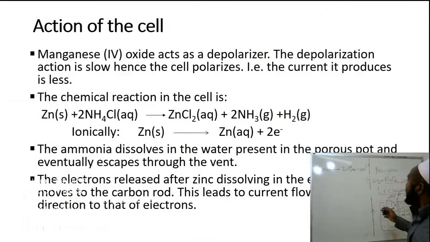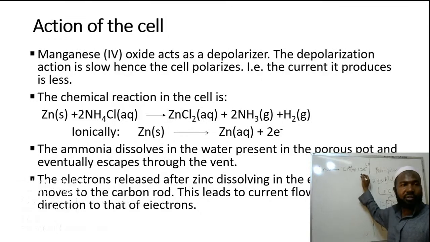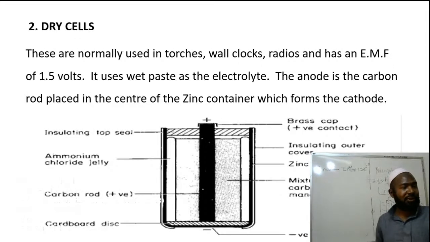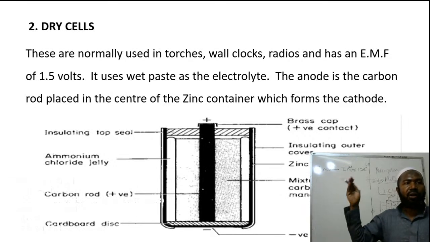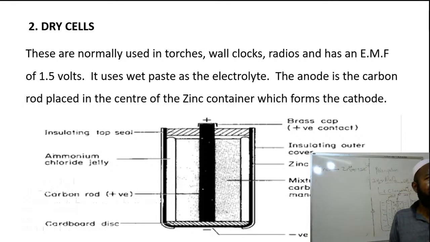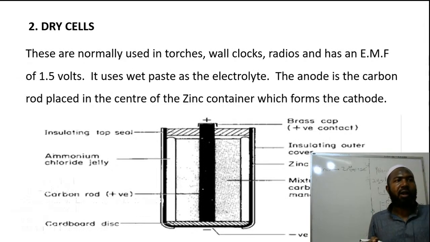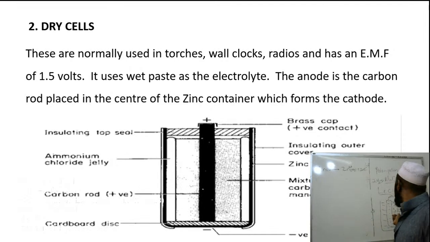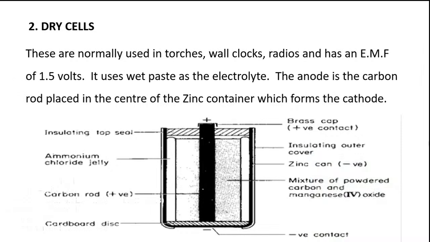How? The zinc dissolves in the electrolyte to produce zinc ions and 2 electrons. And the 2 electrons move to complete the circuit, and then current flows. The hydrogen gas produced collects at the carbon and polarizes the cell, but we still have a depolarizer, manganese oxide. The manganese oxide oxidizes the hydrogen to water, and the cell continues to supply current for some time before it runs out.